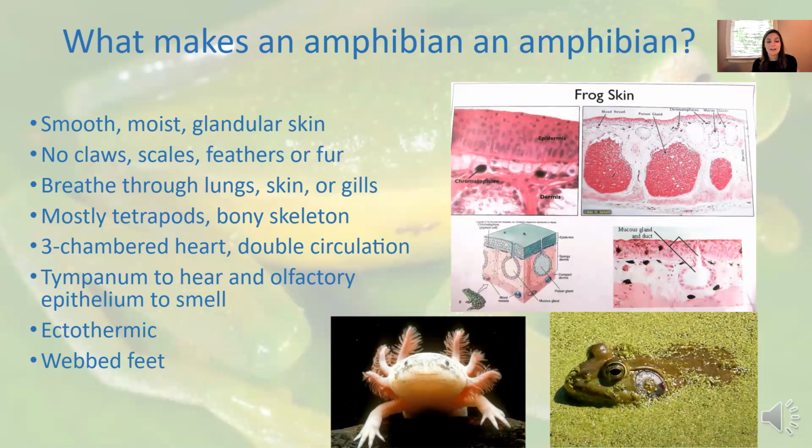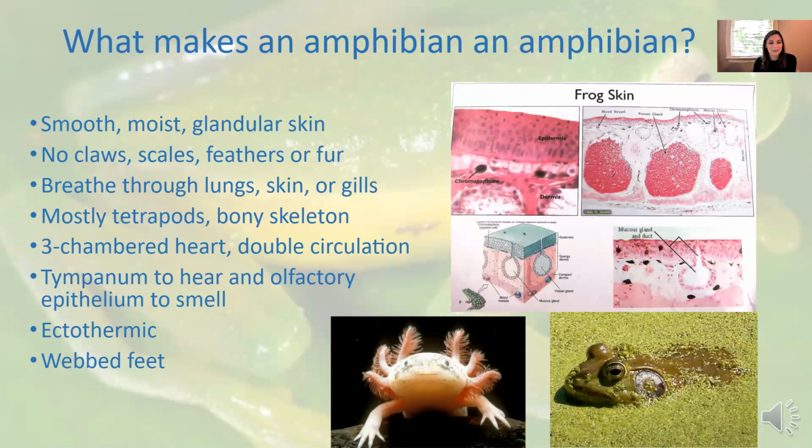Amphibians have hearing and smelling senses. The tympanum is what they use for hearing. You see that round disc there, that's the tympanum. It's like our eardrum, except it's external, where ours is deeper in our ear. And then they use what's called an olfactory epithelium to smell.